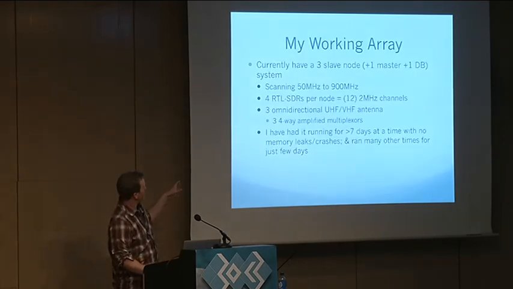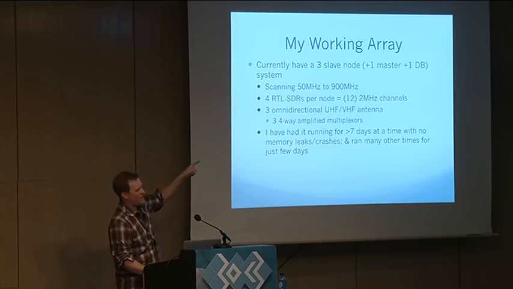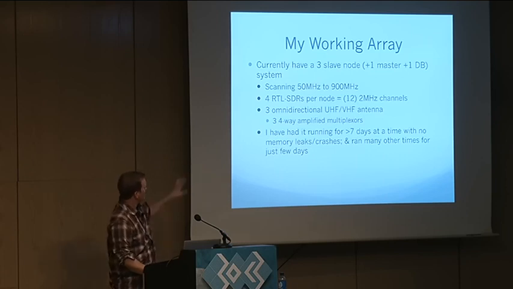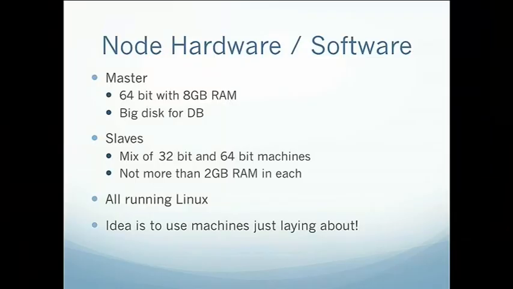So I briefly mentioned this, but I want to put up the slide again, just so that it's clear what I have here. I essentially have 4 machines, 3 slave nodes, 1 master, and I share the master with the DB. Scanning 50 to 900 megahertz, et cetera. All the node hardware is pretty much things I found around my house. My master is just a 64-bit laptop with 8 gig of RAM, and it's fine. I have an external hard drive over USB 2.0, and it works fine.